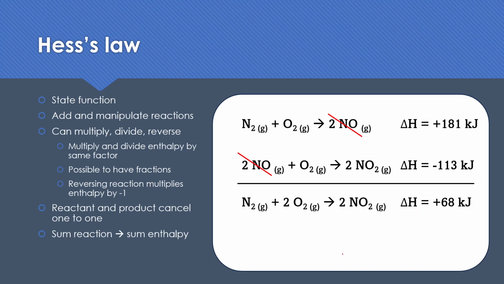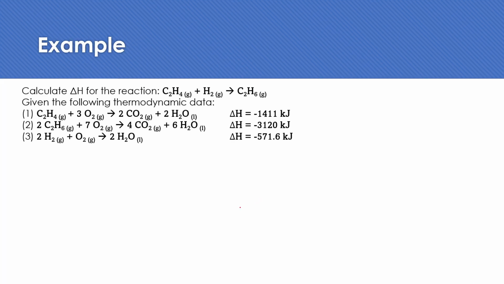That is Hess's law. The tricky part of Hess's law is getting the reactions into the form you want. So let's look at a trickier example. Calculate delta H for the reaction C2H4 plus H2 giving me C2H6, given the following thermodynamic data. 1, C2H4 plus 3O2 gives me 2CO2 and 2H2O with this enthalpy. 2, 2C2H6 plus 7O2 gives me 4CO2 plus 6H2O, with that enthalpy. And 3, 2H2 plus O2 gives me 2H2O with that enthalpy.